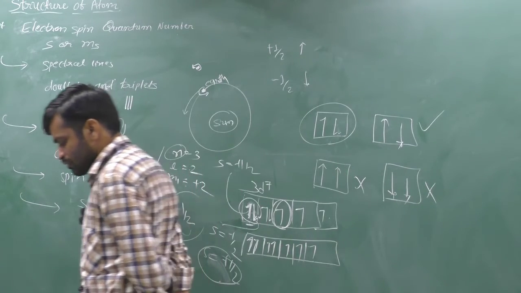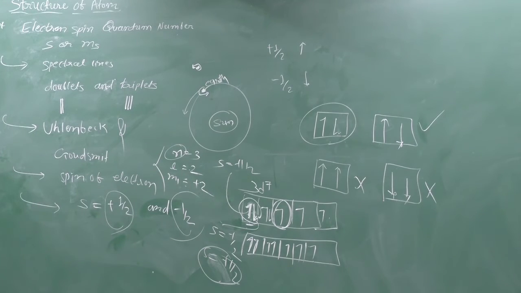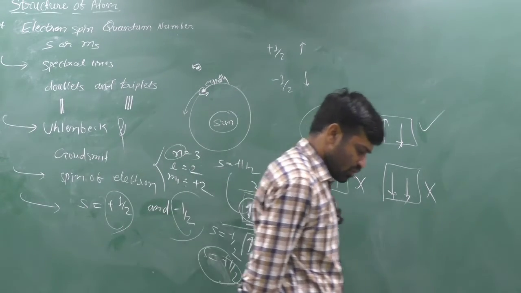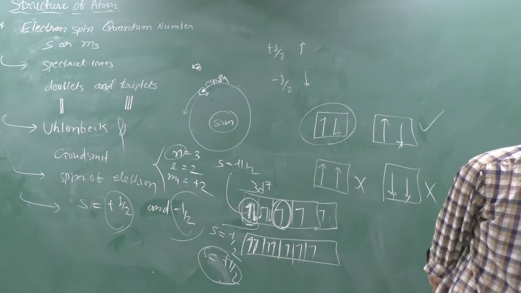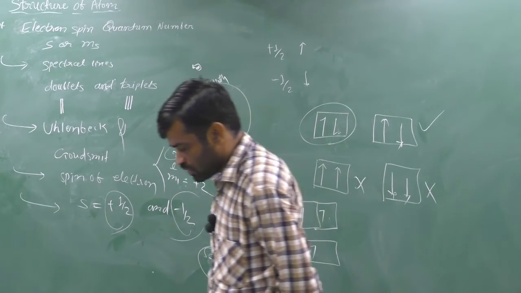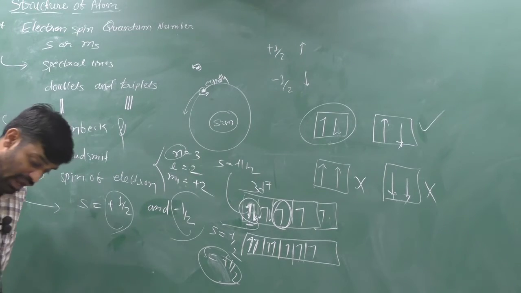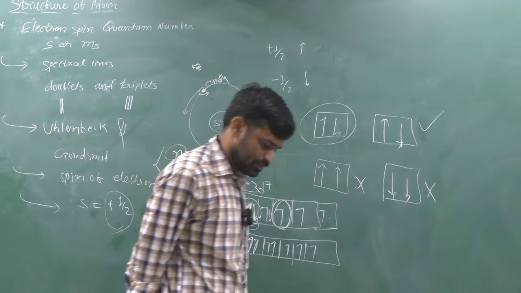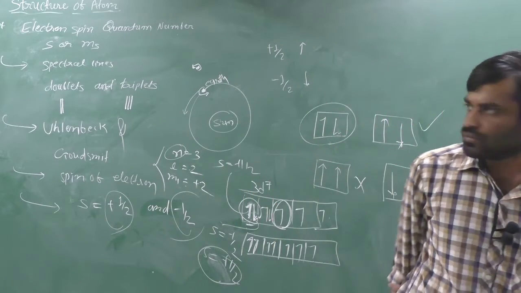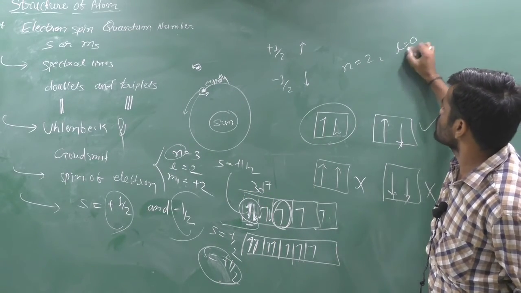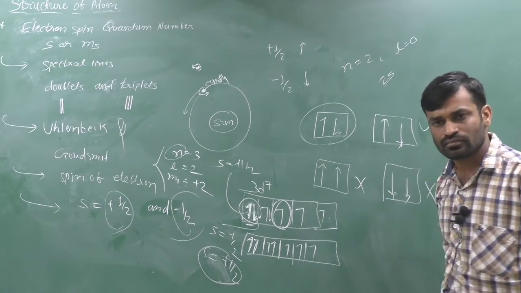L stands for the shape of orbital in 3D. 0, 1, 2, 3 are s, p, d, f. 0 stands for s, 1 for p, 2 for d, 3 for f. N and l decide the exact orbital. N is equal to 2, suppose, and l is equal to 0, then it is 2s. Clear?